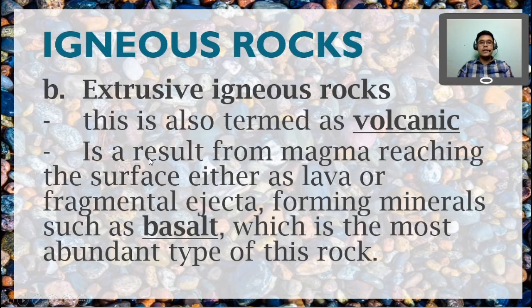igneous rocks. It is actually a result of magma reaching the surface either as lava or fragmental ejecta, forming rocks such as basalt. And if earlier we had granite as the most abundant type of the intrusive igneous rock, this time, for the extrusive igneous rock, we have basalt as the most abundant type of extrusive igneous rocks found on the Earth's surface. And for us to have more knowledge about the differences between intrusive and extrusive igneous rocks, or plutonic and volcanic igneous rocks, let us have this table.